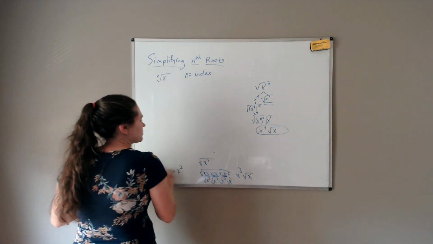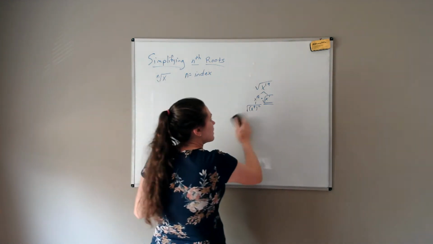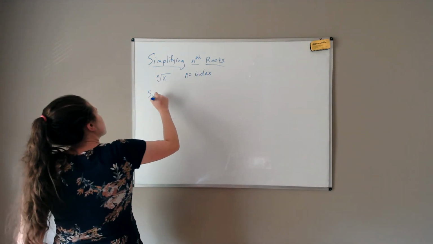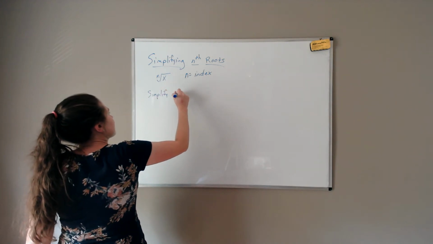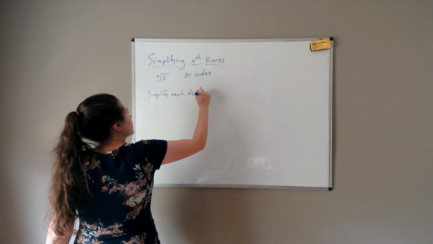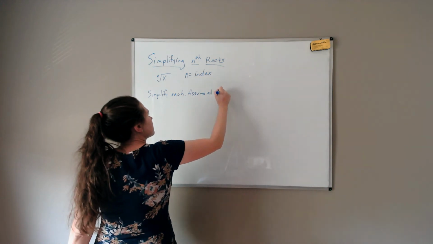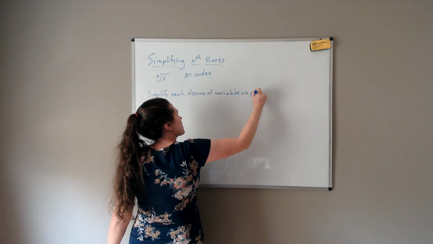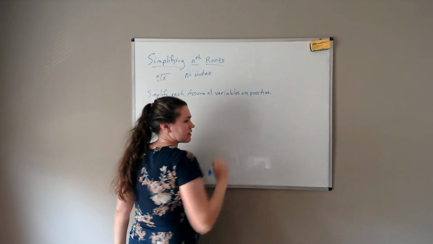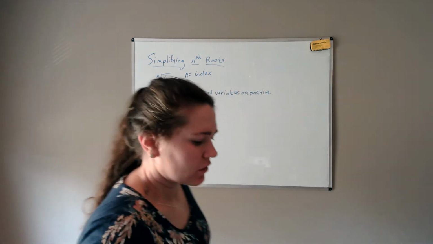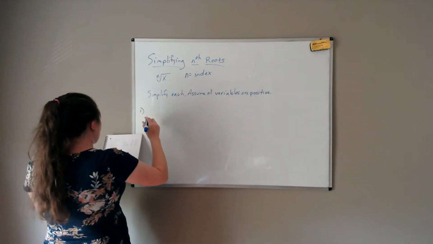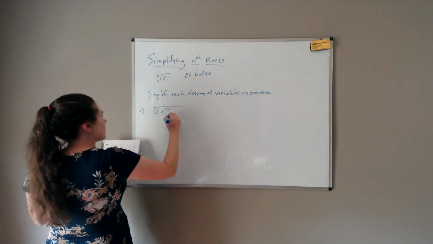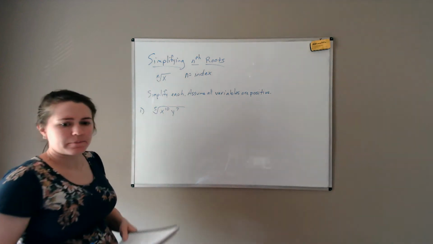So now we're going to start simplifying nth roots with constant and variable factors. Simplify each. Assume all variables are positive. Okay, so number 1, we'll do the 5th root of x to the 10th, y to the 7th.